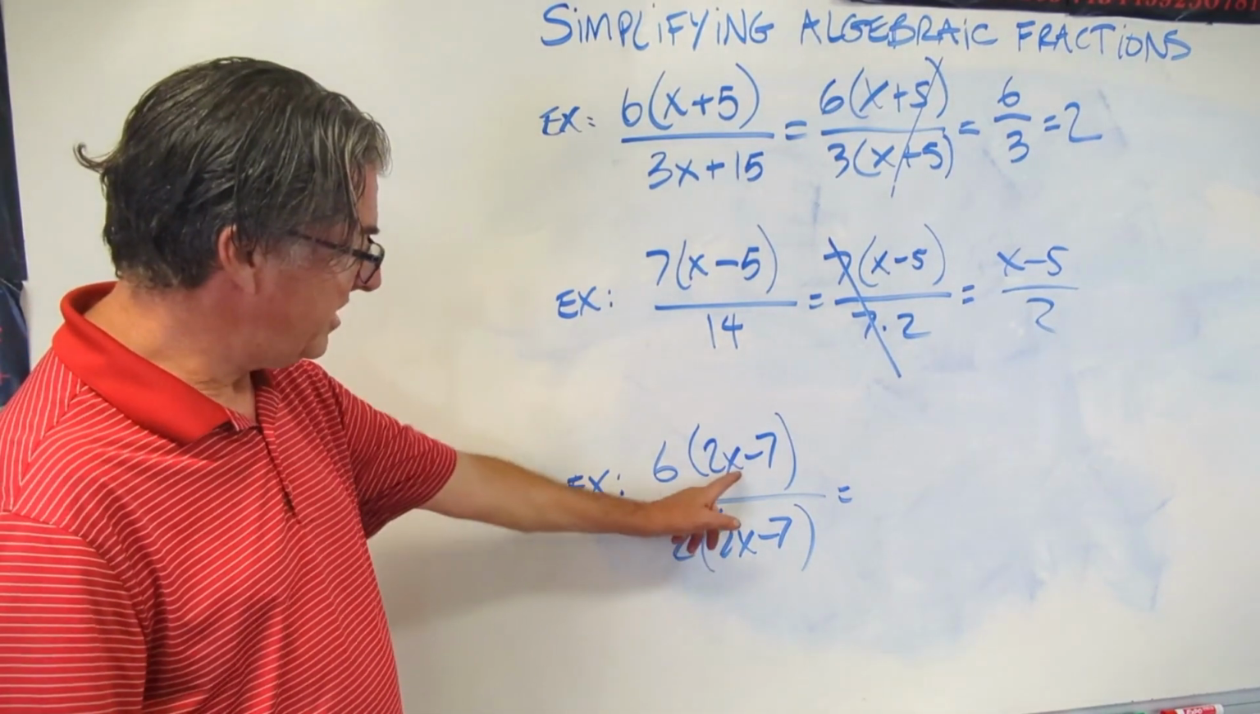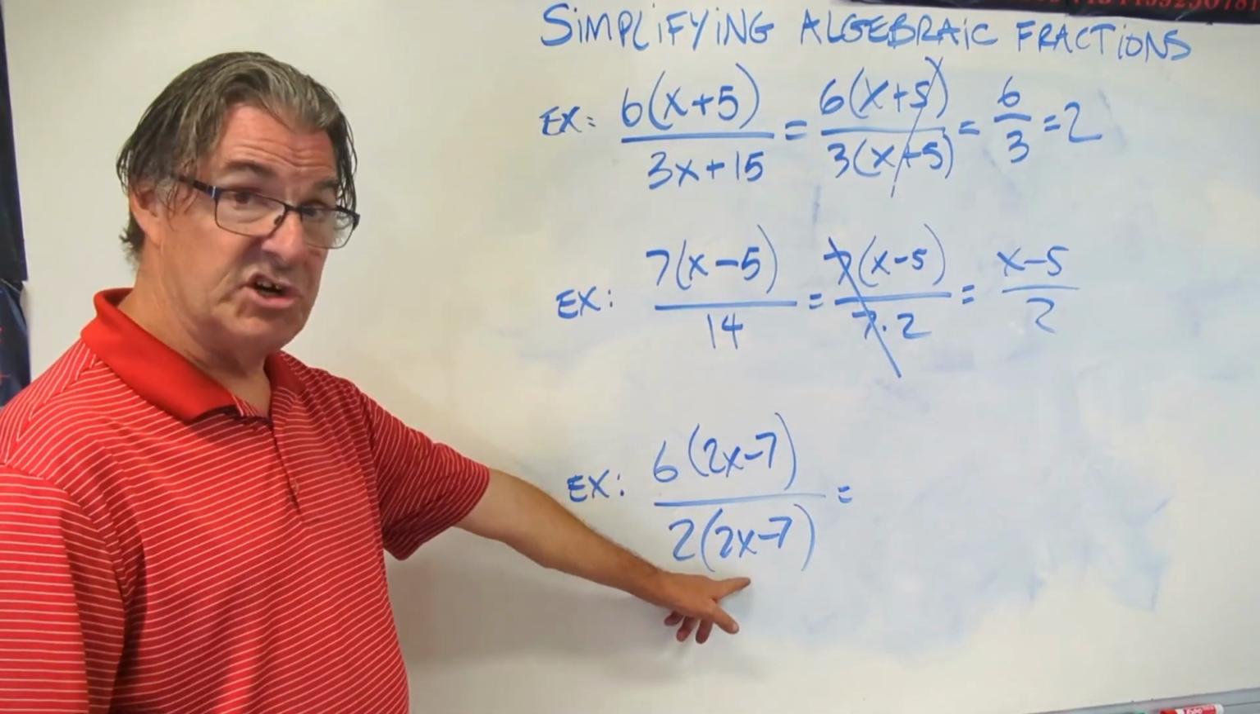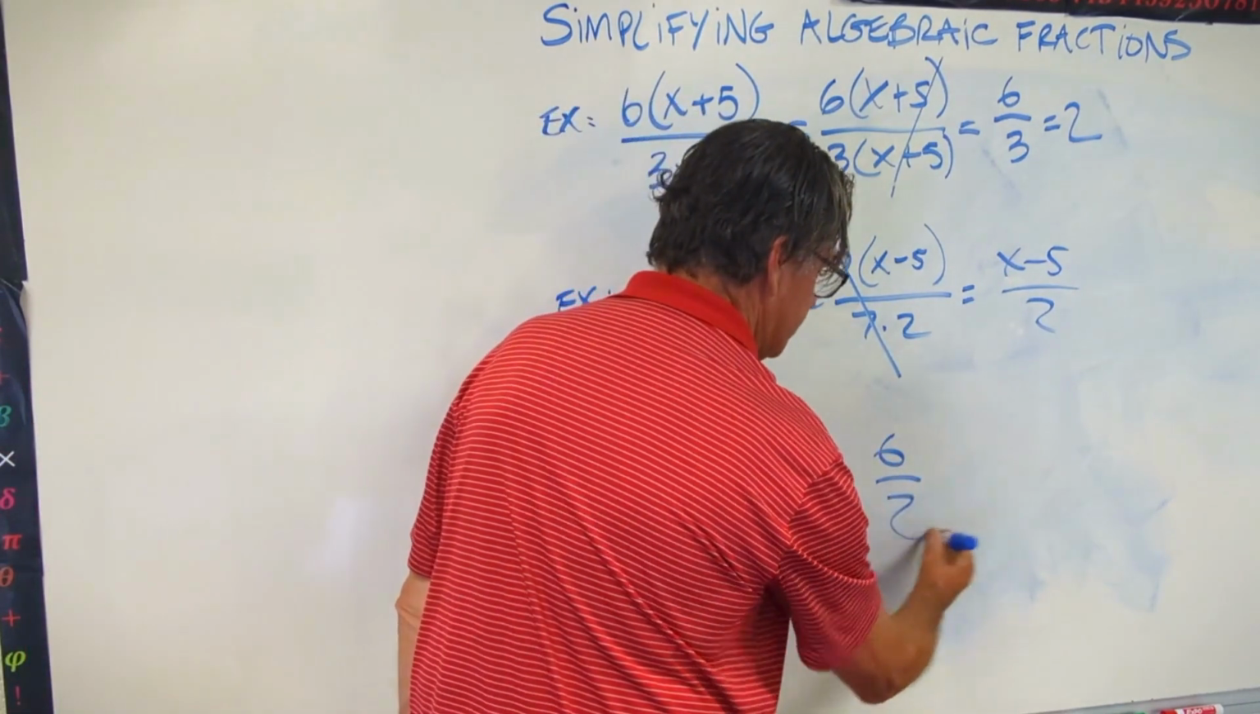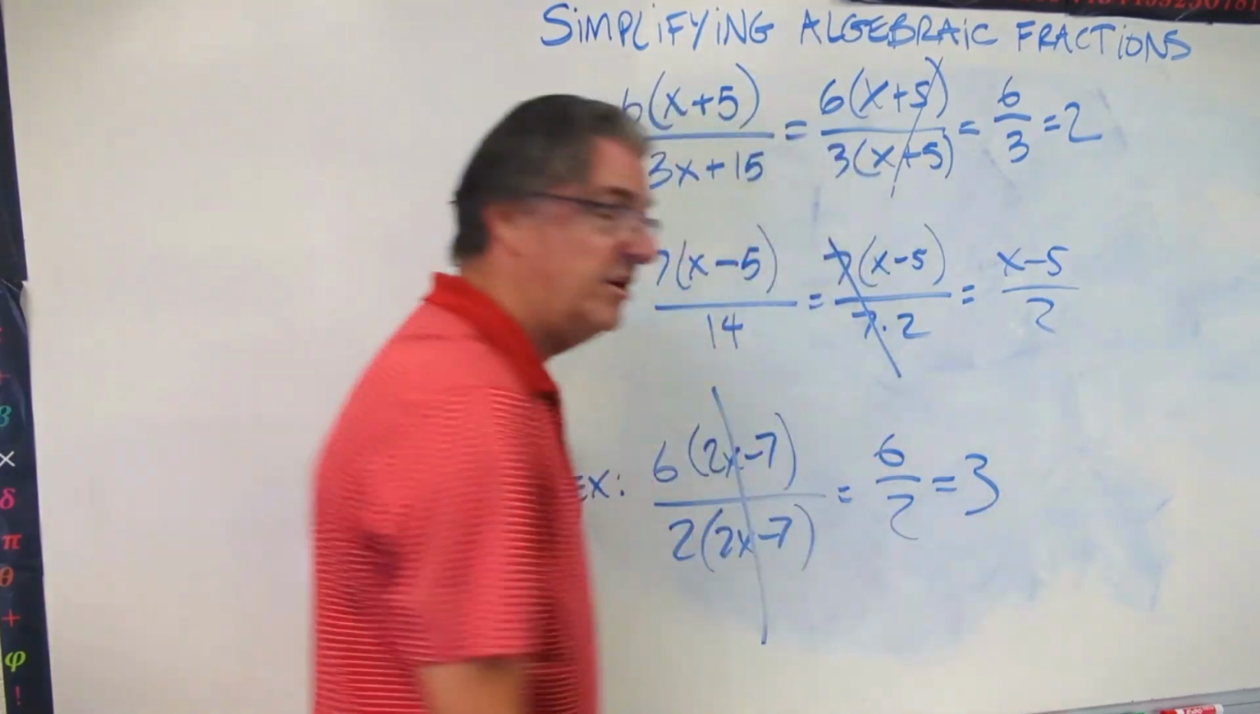Okay, here's the trick. 2x minus 7 is a term that's in top and bottom. They cancel out. I have 6 over 2, which is equal to 3. All day long. Nice and quick.